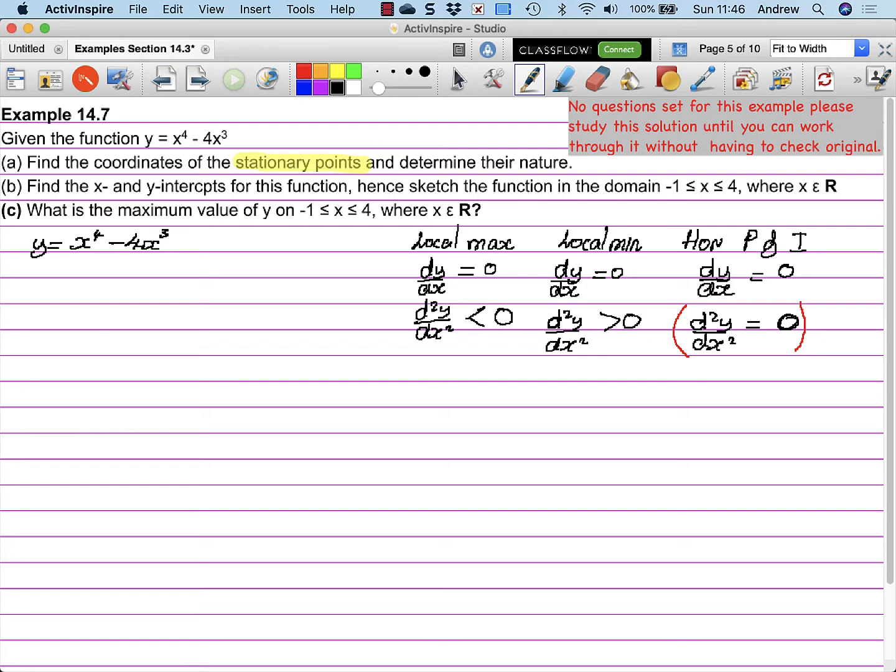So whichever way, we need to actually differentiate this twice. So we've got dy by dx is equal to 4x cubed minus 12x squared. So we've also got here d2y by dx squared is equal to 12x squared minus 24x.